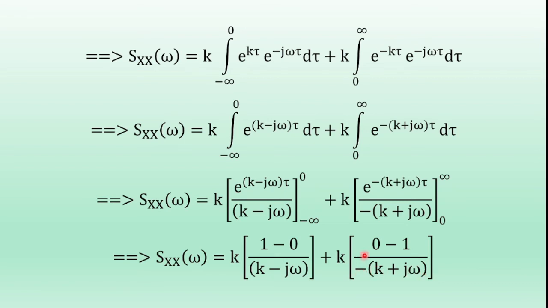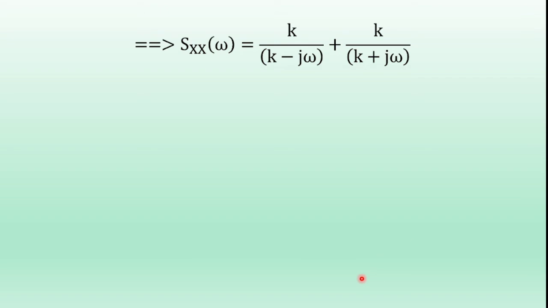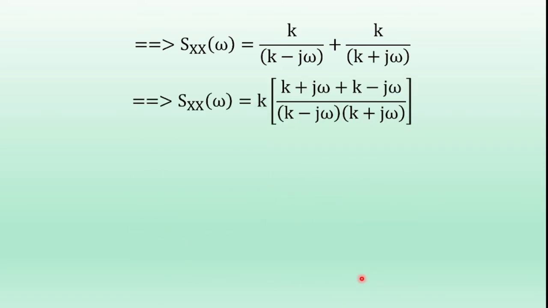Now 0 minus 1 is minus, and the negative signs in numerator and denominator cancel. In both terms k is common, so we get k into [k by (k minus j omega) plus k by (k plus j omega)]. Now take the LCM, with k common in both terms in the numerator: (k plus j omega) plus (k minus j omega).